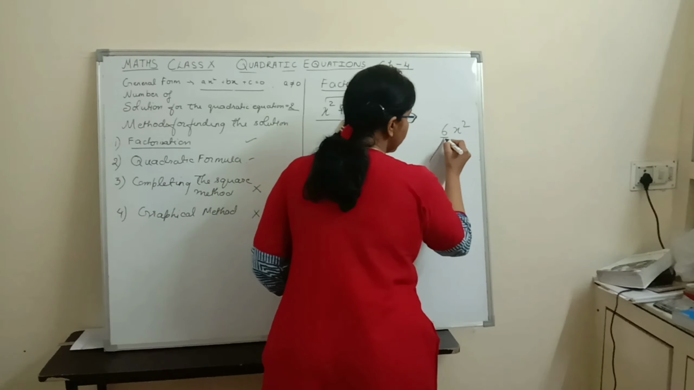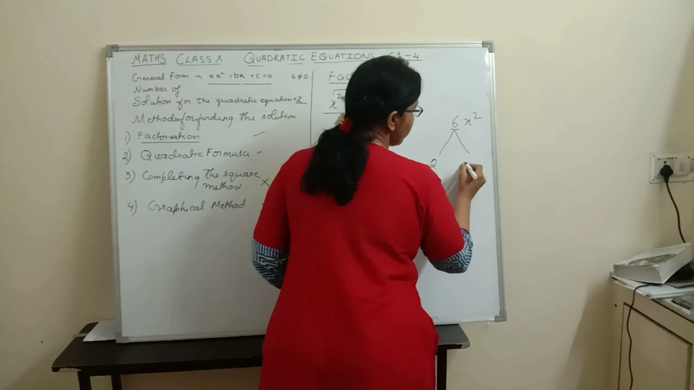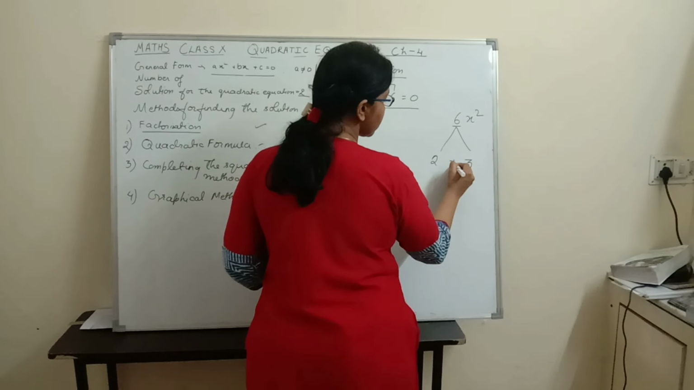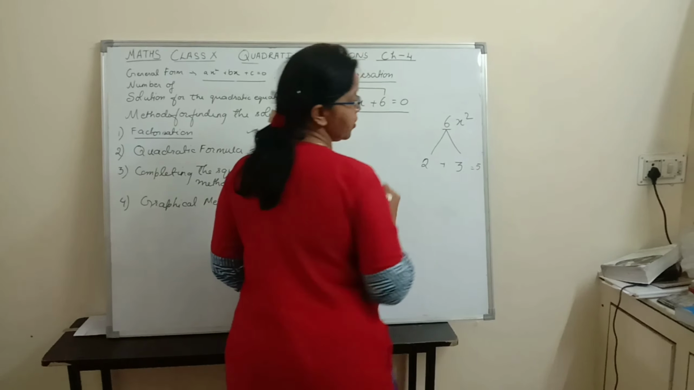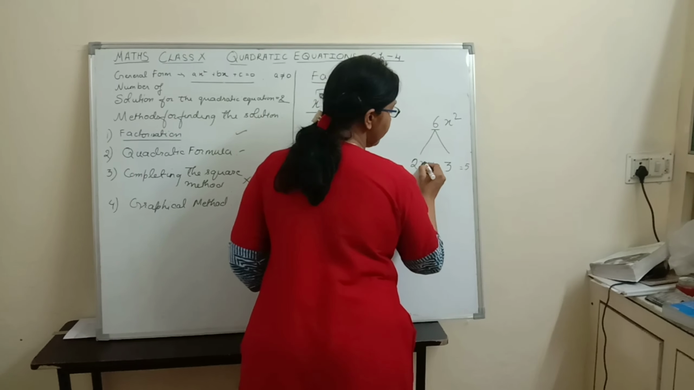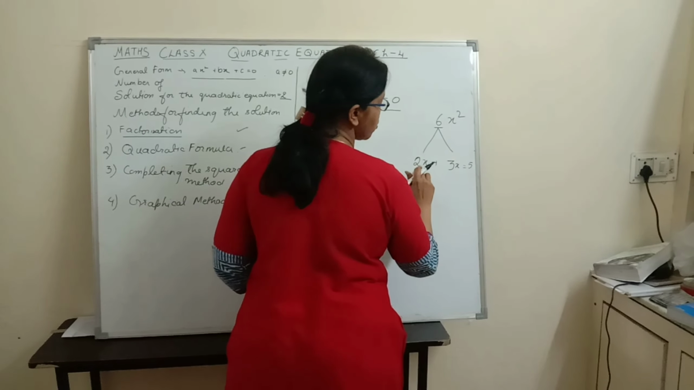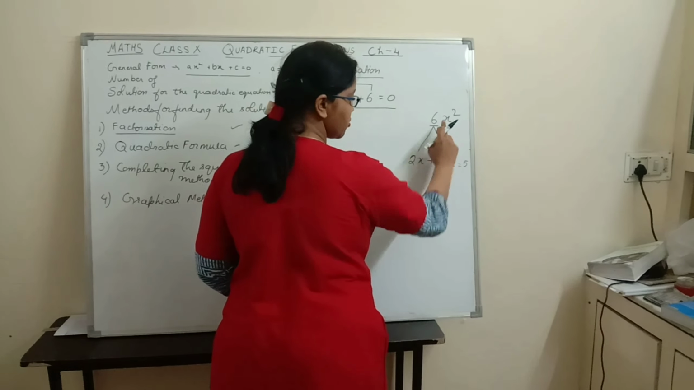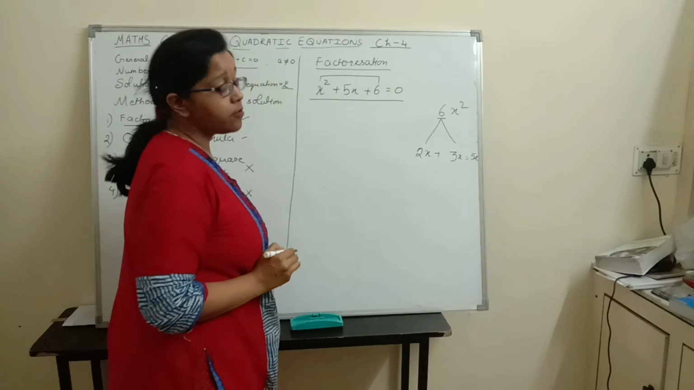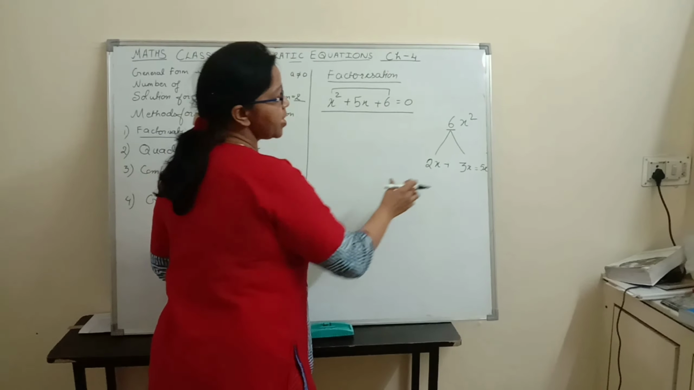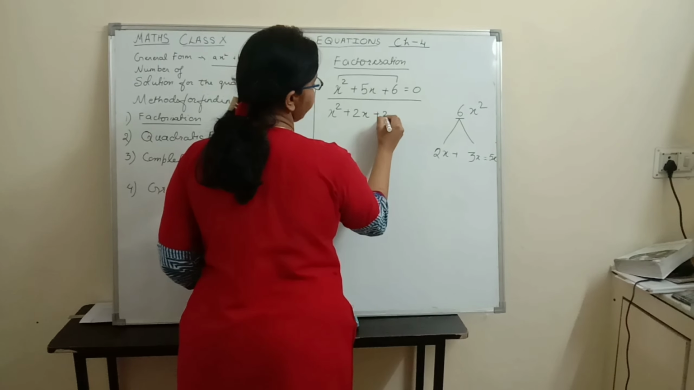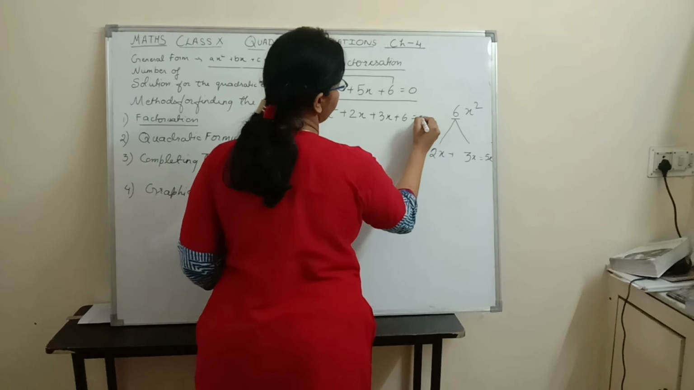I know that 6 can be written as 2 into 3, which will give you 6, and 2 plus 3 will give me 5, isn't it? So here I have x square, and I am distributing the x over here, because 2x into 3x gives 6x square, and 2x plus 3x gives 5x. So I am writing this middle term in this form. It becomes x square plus 2x plus 3x plus 6 is equal to 0.